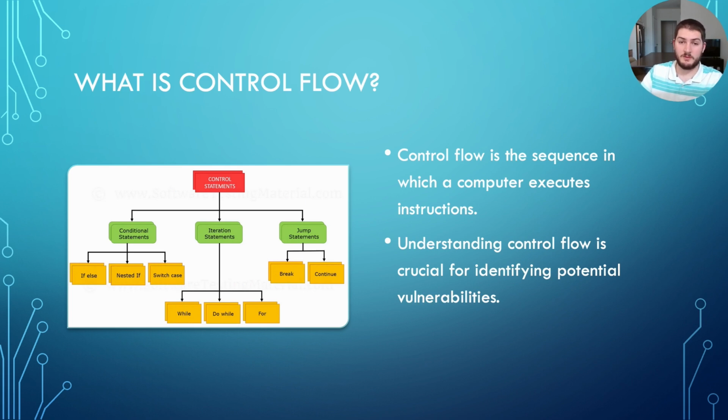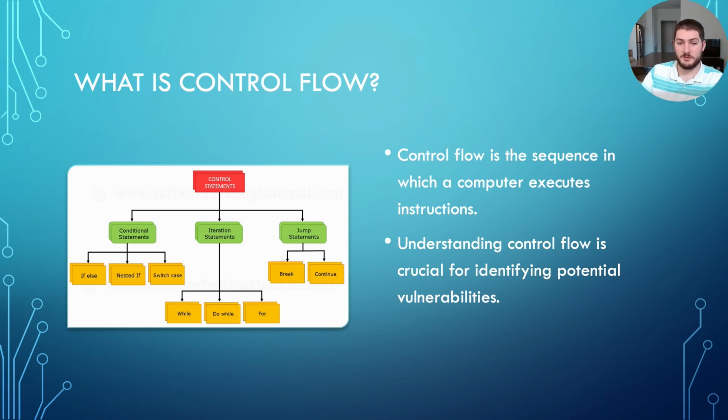In the realm of programming, this sequence is not arbitrary. It's meticulously determined by special statements within the code itself, called control statements. These statements act as the traffic signals of a program, guiding the flow of execution and dictating which path the computer takes through that code. As you observe in this diagram on the screen, there are broadly three types. The first are conditional statements such as if and else, and switches. The second consists of iteration statements such as for and while loops, and the third is jump statements such as break and continue.